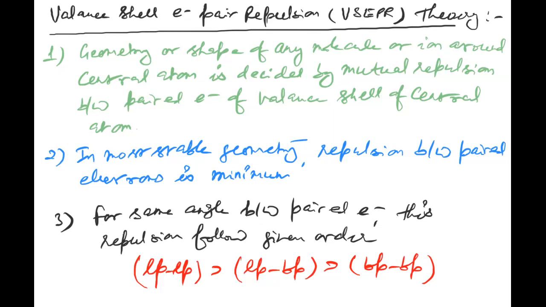I hope you understand the concept. In the most stable geometry, repulsion between paired electrons is minimum. The geometry or shape of any molecule around the central atom is decided by mutual repulsion between paired electrons of the valence shell. And for the same angle, lone pair repulsion is more than lone pair-bond pair repulsion, which is more than bond pair repulsion.